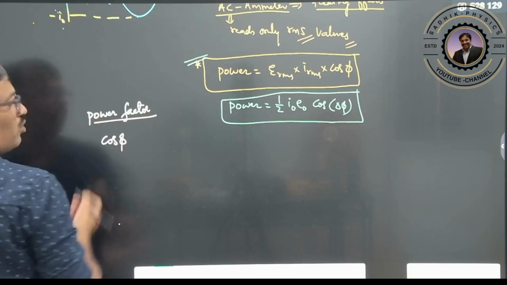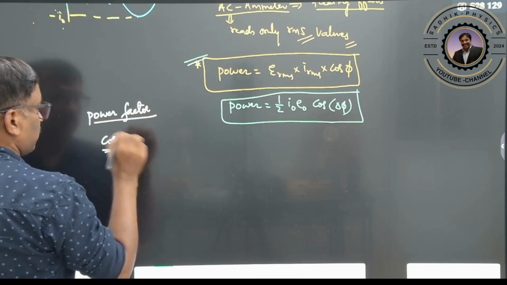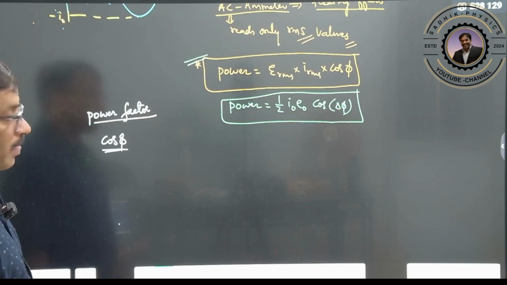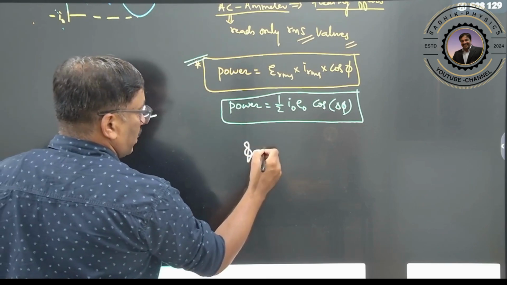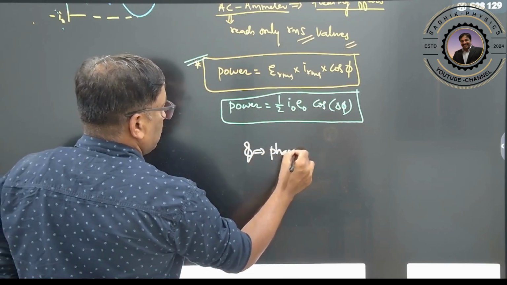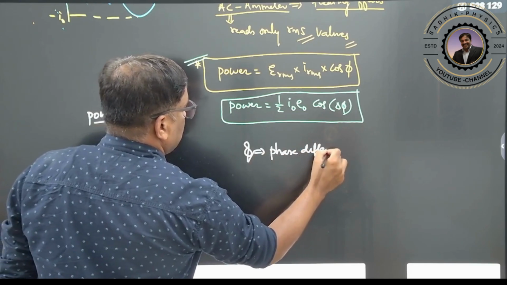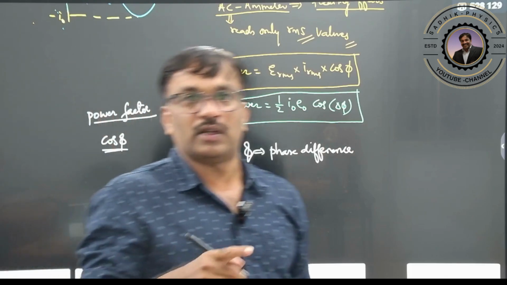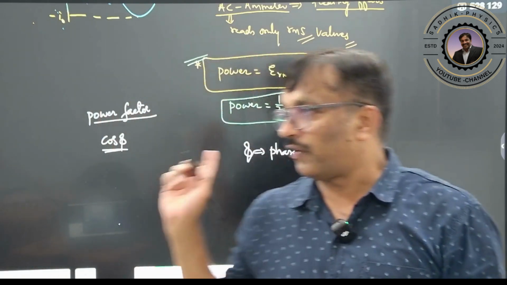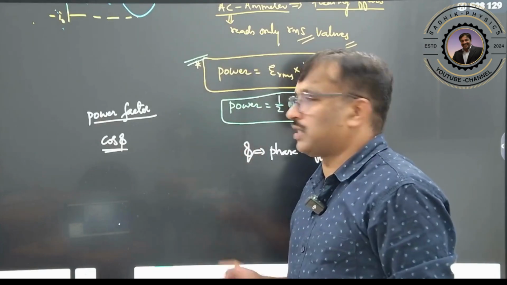How to calculate it very easily? The power factor is nothing but cos phi. Clear? So what is this phase now? Phi is nothing but the phase difference. We already discussed it in waves. When there are waves, there will be a phase difference. We will discuss what that phase difference is also.